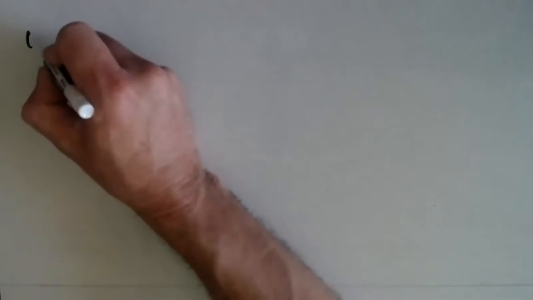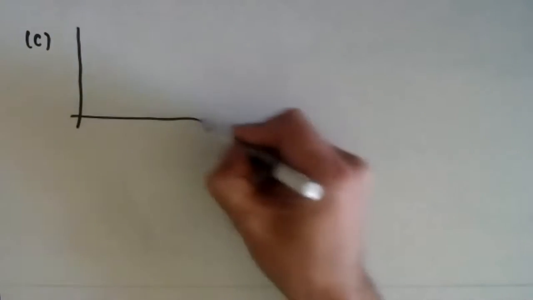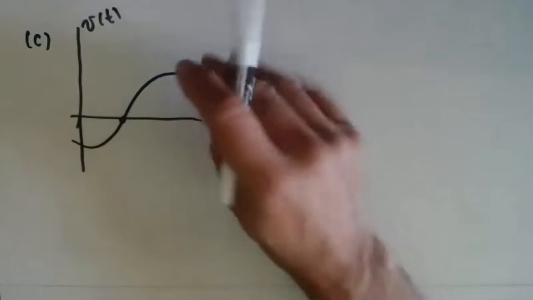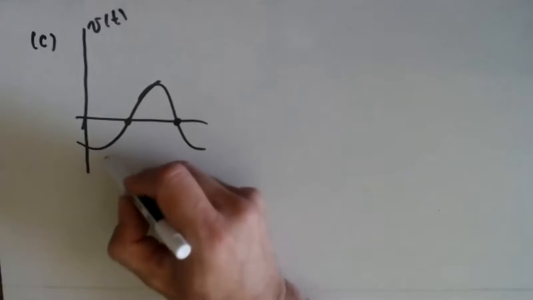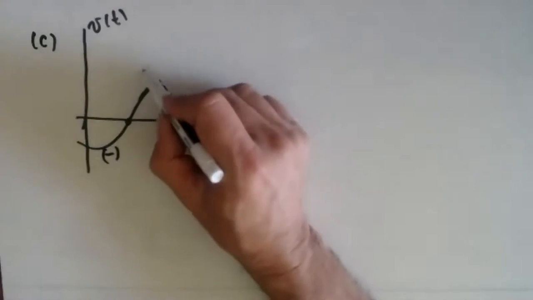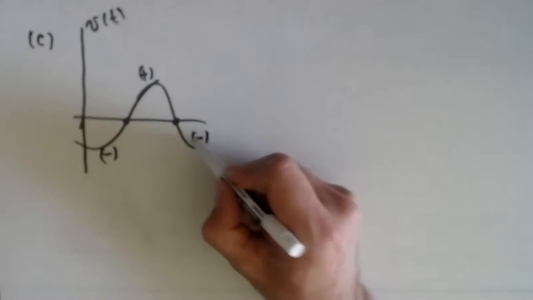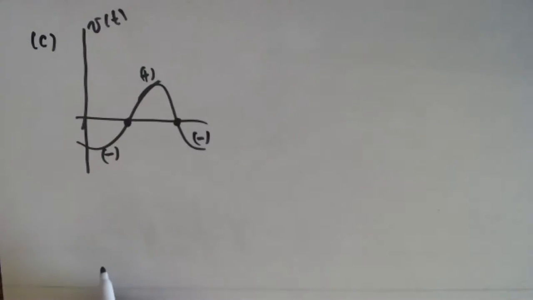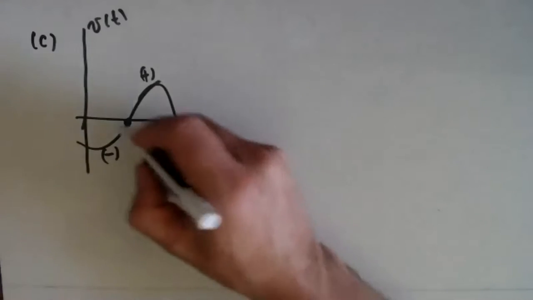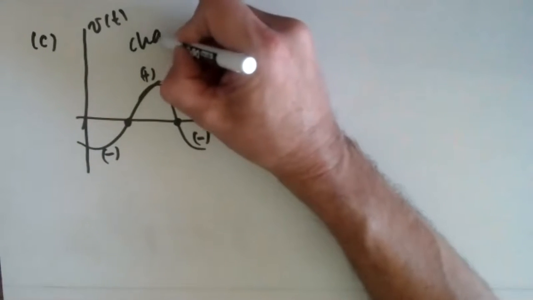Remember a graph. If you have the velocity, this is v of t. Let's suppose this is the behavior of the velocity. Here the velocity is negative, here the velocity is positive, here the velocity is negative. So every time you cross a 0, there is a change in direction, correct? So change direction.